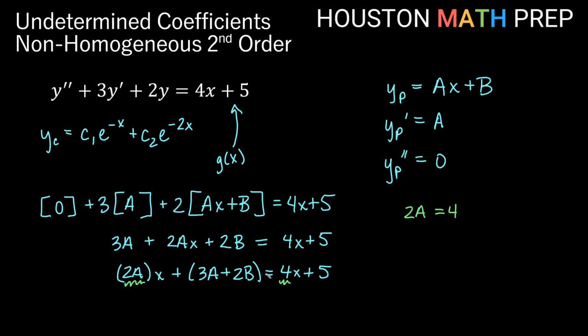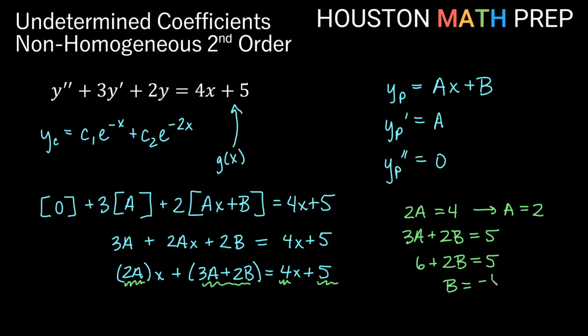And then here, I should have the same amount of constant on each side. So 3a plus 2b should be the same as 5, right? So 3a plus 2b is equal to 5. Now I just need to solve for a and b. If I solve this first one here, dividing both sides by 2, that's going to give us that a is equal to 2. And then once I have a is equal to 2, I can take that information and plug it in here and solve for b, right? So that would give us 3 times 2, so in other words 6 plus 2b equals 5. And if we subtract the 6 and divide by 2, we'll get that b is negative 1/2.